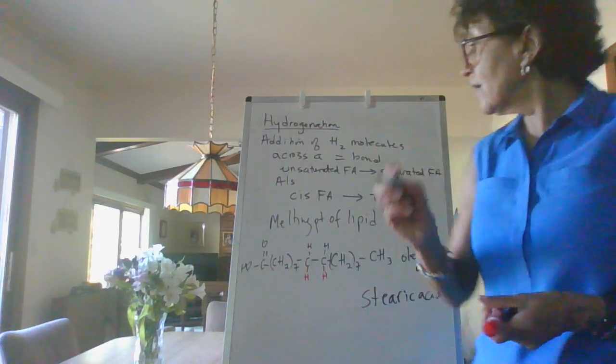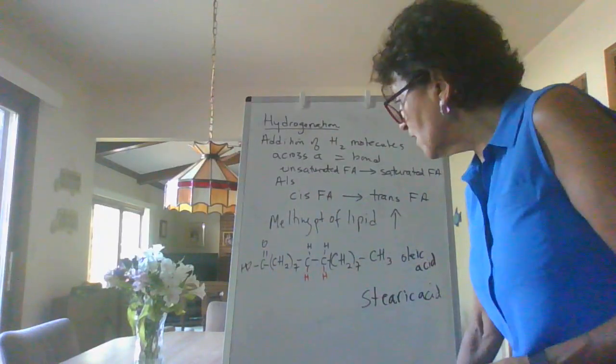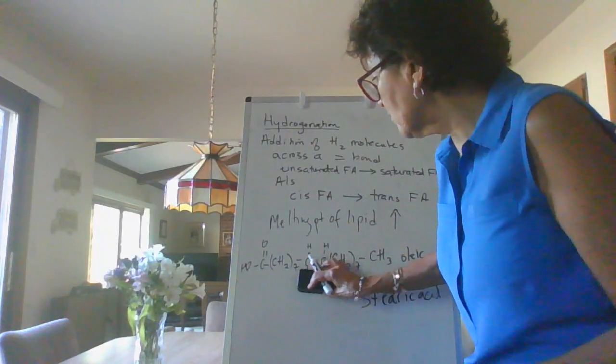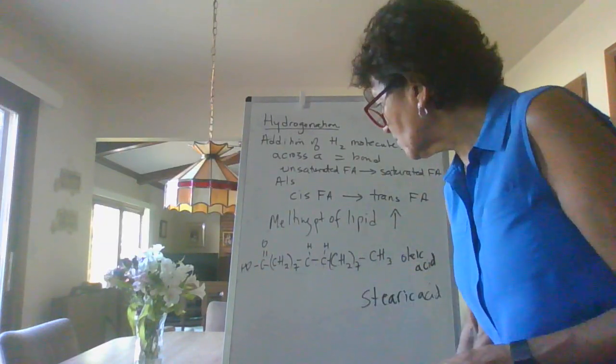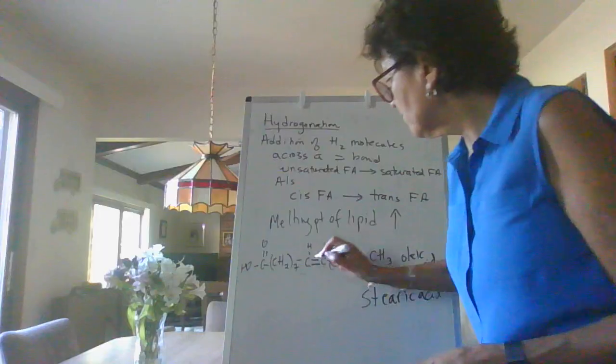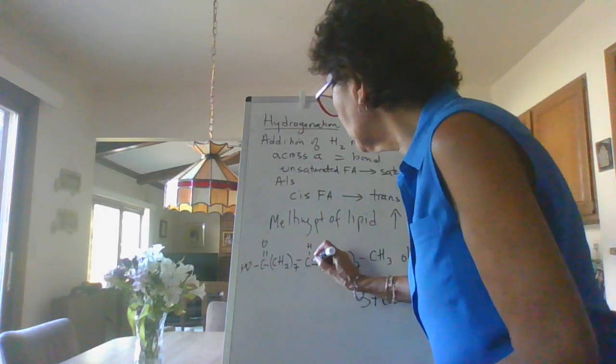Now, what do I mean when I say you can switch a cis to a trans? Okay, let me show you what happens. So we have a double bond. Okay, now I'm just going to take this and elaborate. Then the double bond breaks.